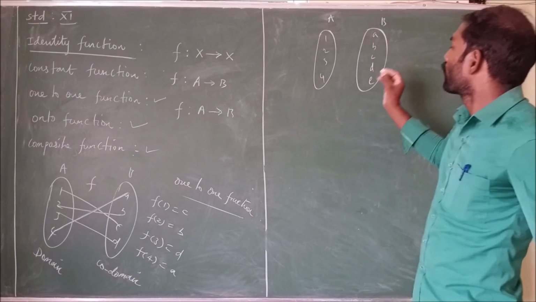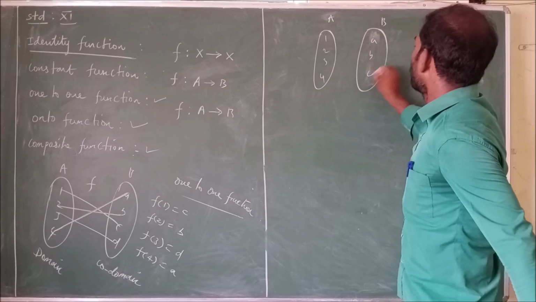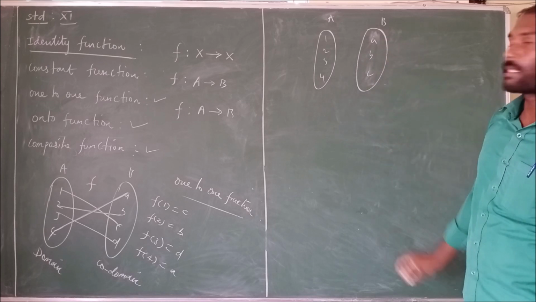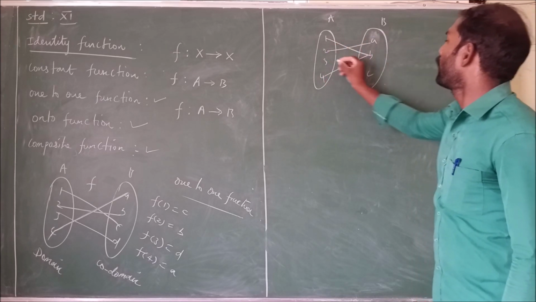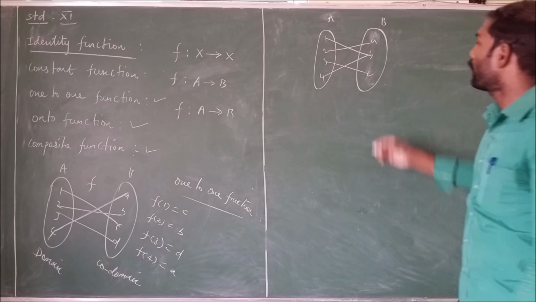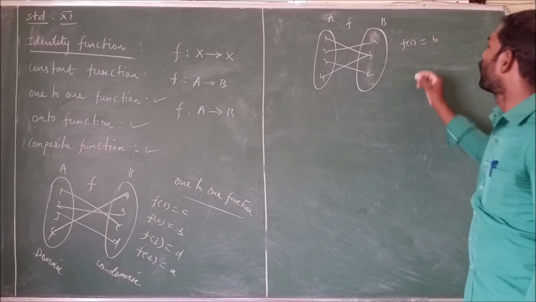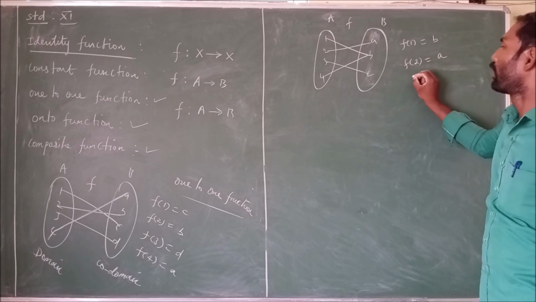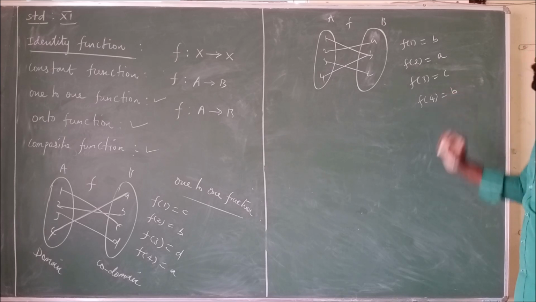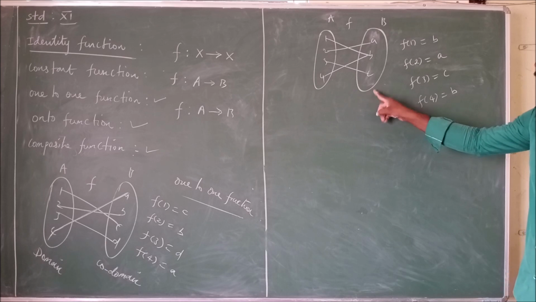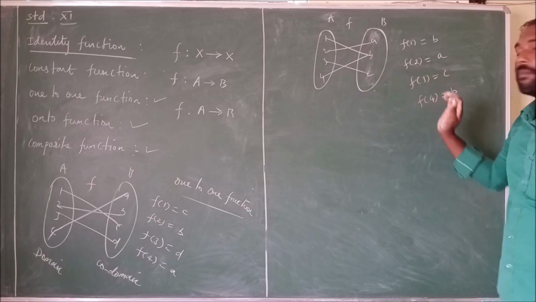Let us take another example: A is 1, 2, 3, 4 and B is A, B, C. 1 maps to B, 4 also maps to B, 2 maps to A, 3 maps to C. F of 1 is B, F of 2 is A, F of 3 is C, F of 4 is also B. It is a function, because every element in A maps to B. It is called a function. Clear that?